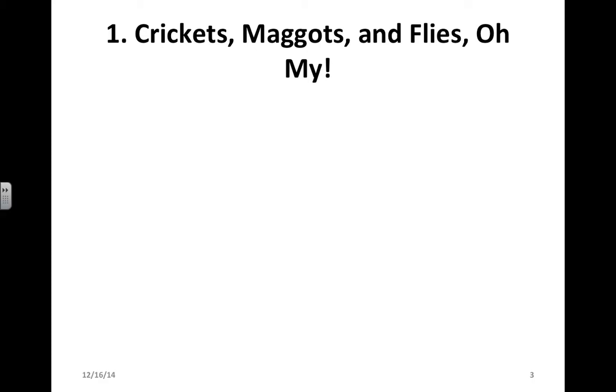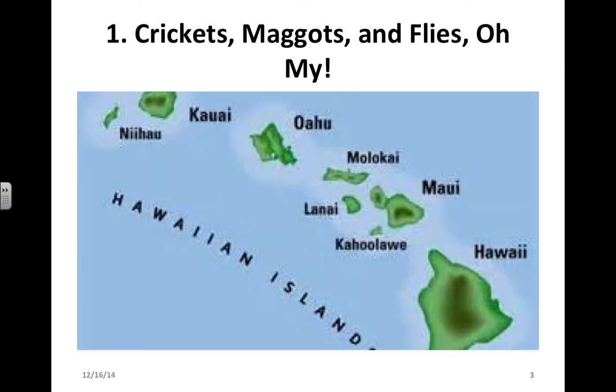So let's start off with our first goal, and we can see this has to do with our first goal because we have the number 1 here. It's a story of crickets and maggots and flies, oh my! So this story takes place in the state of Hawaii, and in particular the northernmost Hawaiian island, which is called Kauai.